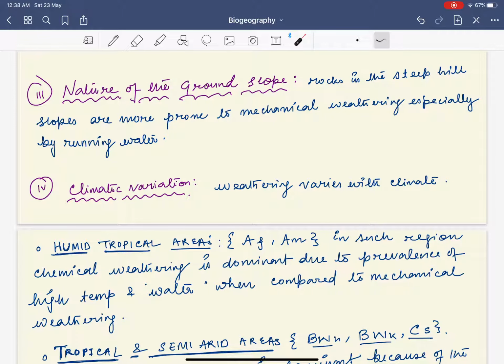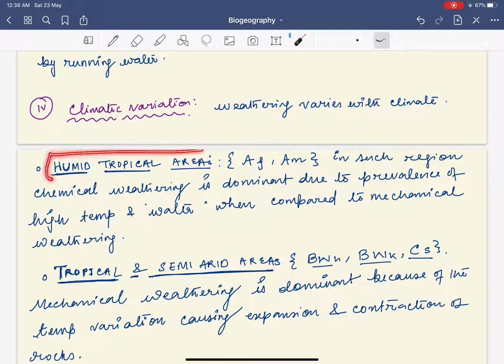Next, climate variation. Weathering varies with climate. How? In the humid tropical area, I wrote it as Af and Am. If you do not understand the meaning of Af and Am, I would suggest you watch the video on Köppen's climatic classification.